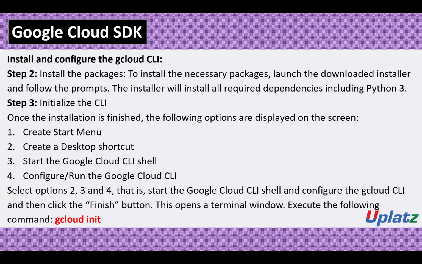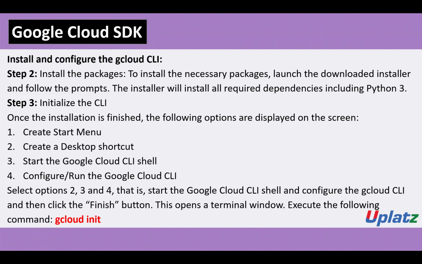Okay, after that, there is a third step. Initialize the command line interface. Once the installation is finished, the following options are displayed on the screen, such as create start menu, create desktop shortcut, start the Google Cloud CLI shell, or configure or run the Google Cloud CLI. So select the options 2, 3, 4. Even if you want to select option 1, that's also okay. Start the Google Cloud CLI shell and configure the gcloud CLI, and then click the finish button. This is going to open the terminal window.